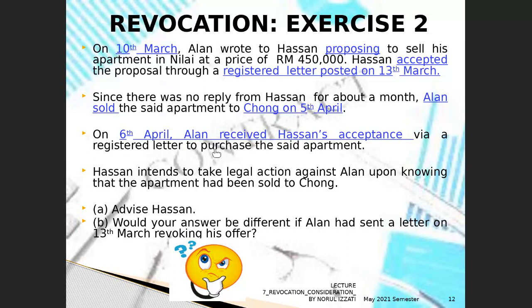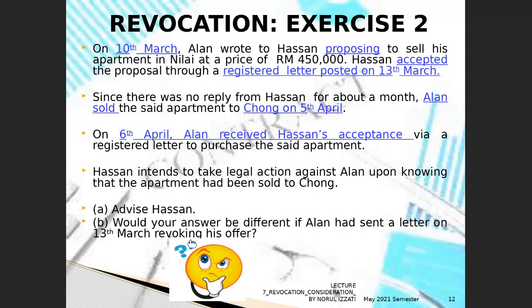In this case, because Hassan already gave the acceptance letter, Hassan intends to take legal action against Alan upon knowing that the apartment had been sold to Chong. So maybe in this case, Hassan would like to sue. Take legal action means he would like to sue him in the court to get back the apartment with the same price. Okay, can you see that? Advise Hassan. And then the second one, would your answer be different if Alan sent a letter on 13th of March revoking his offer?